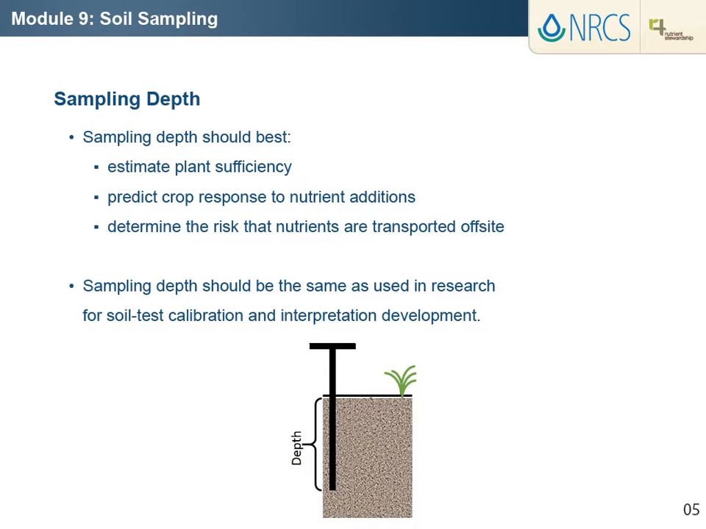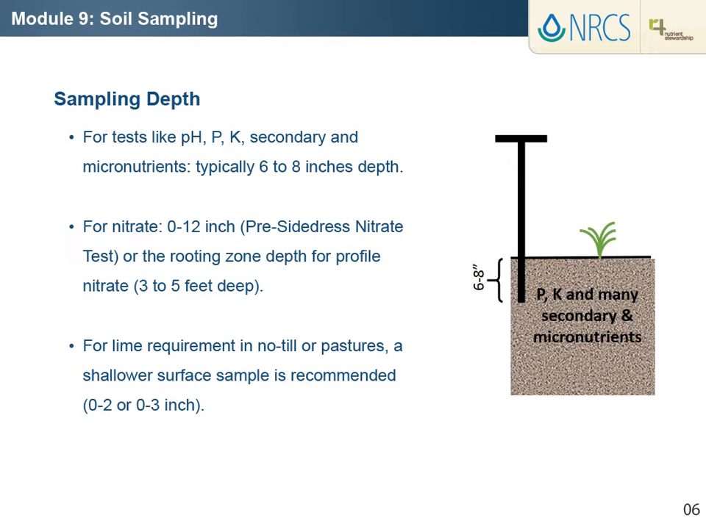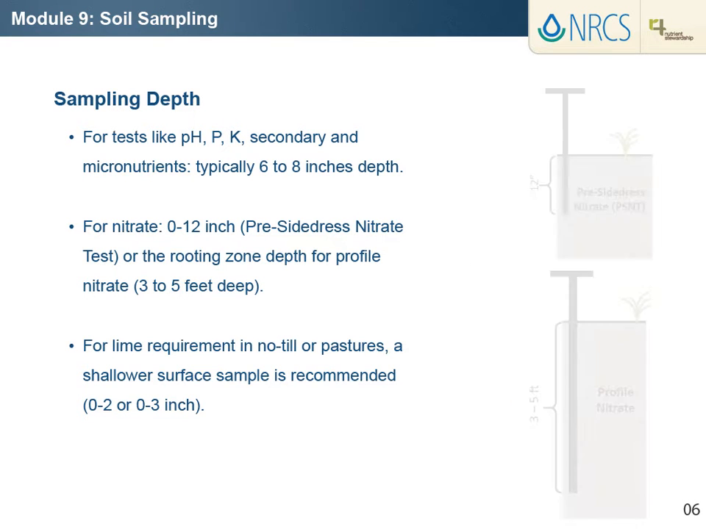Sometimes, the best sampling depth is the one where the nutrient accumulates, such as for nitrate. However, for other less mobile nutrients, that is typically not the case. Therefore, soil sampling depth is important and is specified in the calibration of soil test methods. It is very important that soil samples used for nutrient recommendations be taken at the same depth used in research calibration and interpretation development. For tests like pH, phosphorus, potassium, and many secondary and micronutrients, the depth is typically the top 6 to 8 inches of soil.